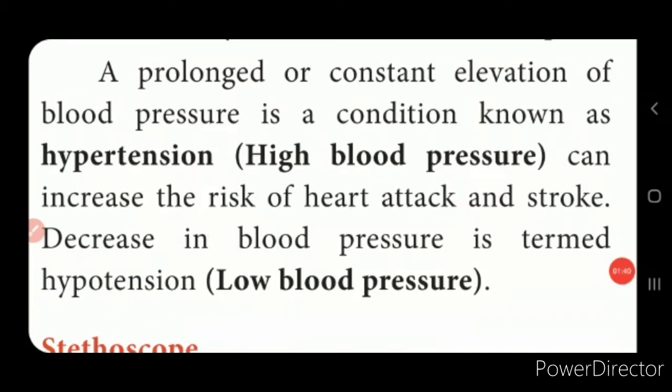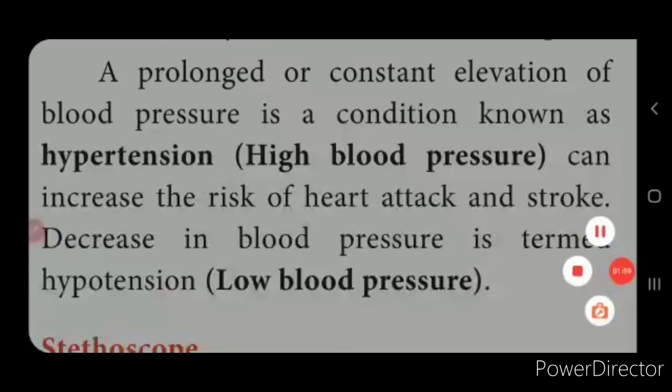Now a prolonged elevation in the blood pressure is called high blood pressure, or hypertension. Now if there is a decrease in the pressure below the normal level, then it is called hypotension or low blood pressure. Now let's see the instruments that are used to measure the blood pressure.